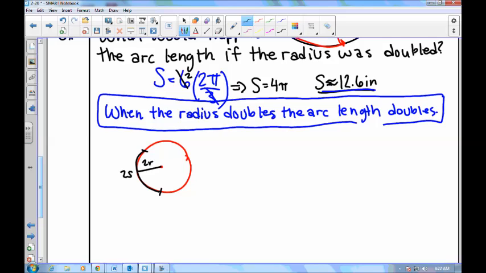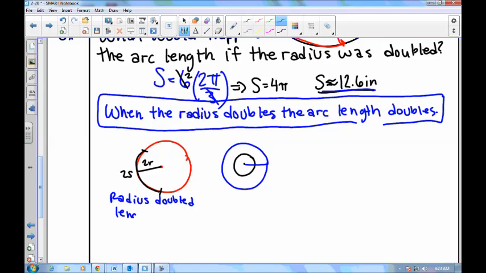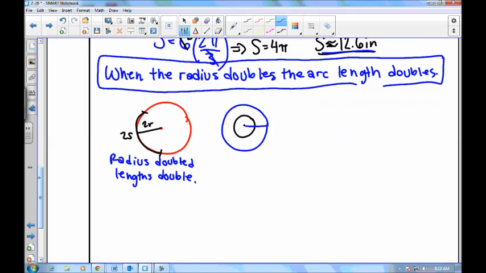But if we switch over to area, and say this was our original circle, and then the radius was doubled, the area, this actually goes back to secondary math 2, just as an observation. The radius on the length was doubled. The lengths double. But that doesn't happen in area. Okay, again, if the radius is doubled, the area does not double.